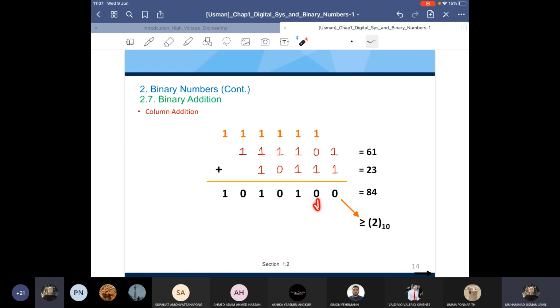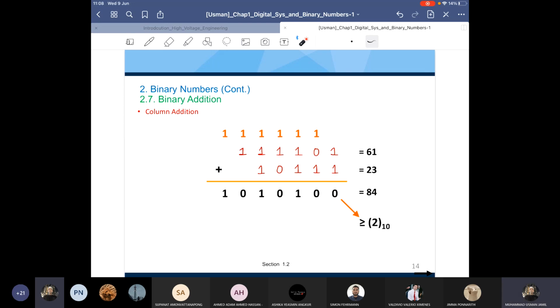Again this is 2, so 2 minus 2 is equal to 0. This 0 comes here, and then again 1 carry here. Now we have 1 plus 1 plus 1, so this is 3. 3 minus 2, because the base is 2, is 1. So this 1 comes here, and we have a 1 carry here.